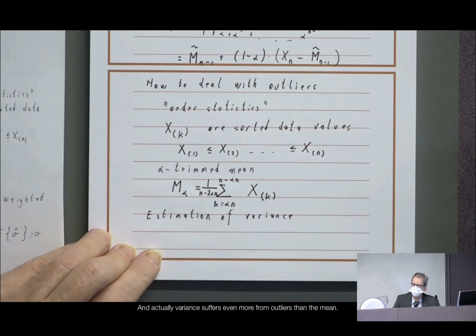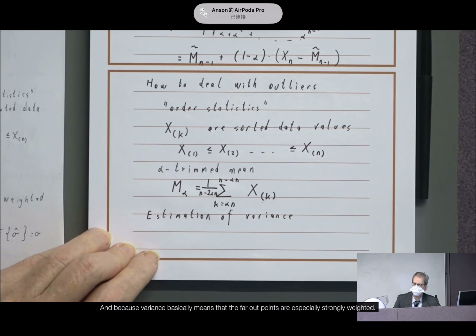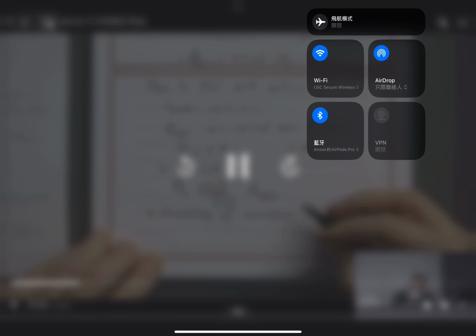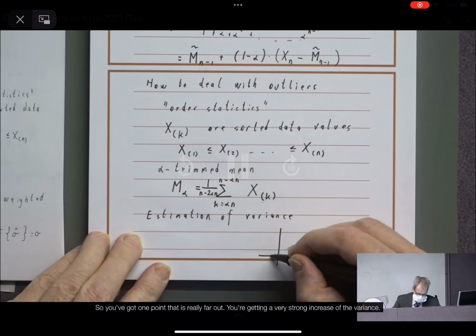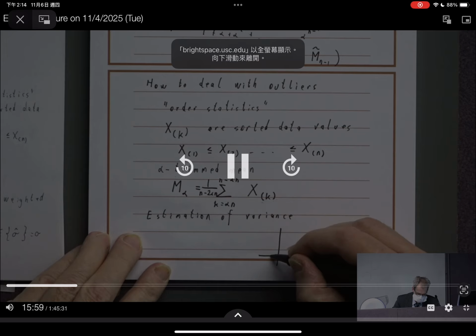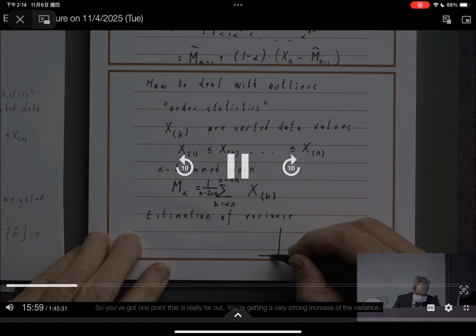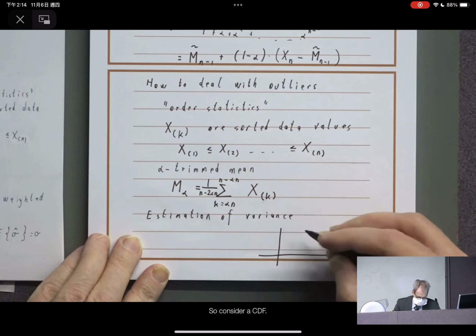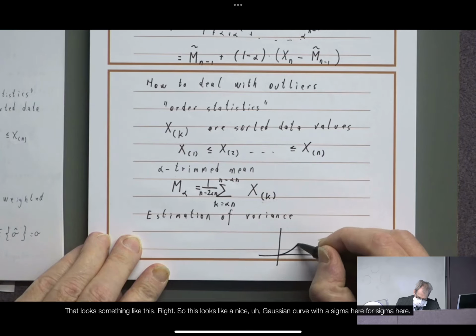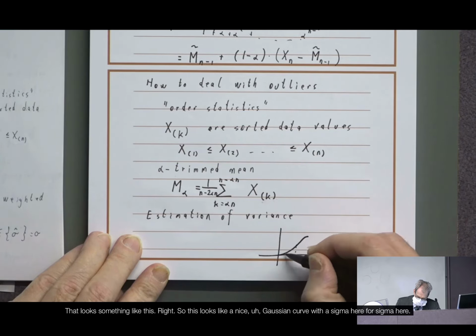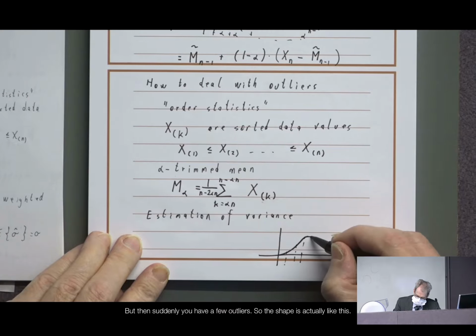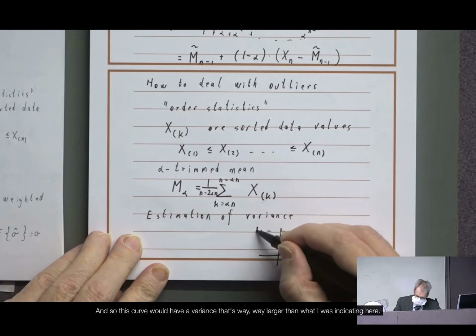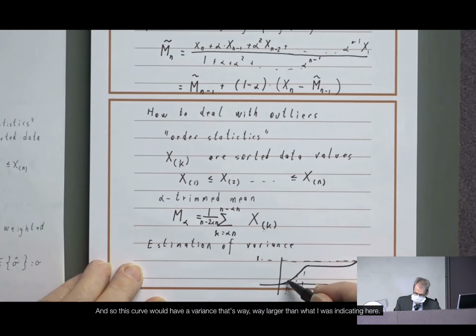And actually, variance suffers even more from outliers than the mean, because variance basically means that the far out points are especially strongly weighted. So if you've got one point that is really far out, you're getting a very strong increase of the variance. So consider a CDF that looks something like this. Right? So this looks like a nice Gaussian curve with a sigma here, but then suddenly you have a few outliers, so the shape is actually like this. Right? So this curve would have a variance that's way, way larger than what I was indicating here.